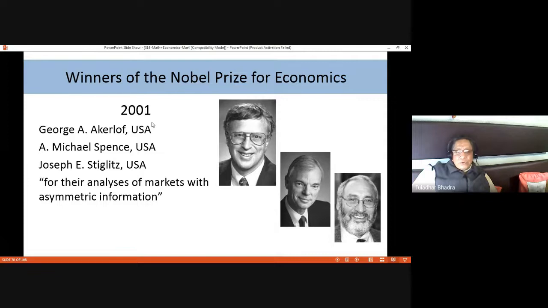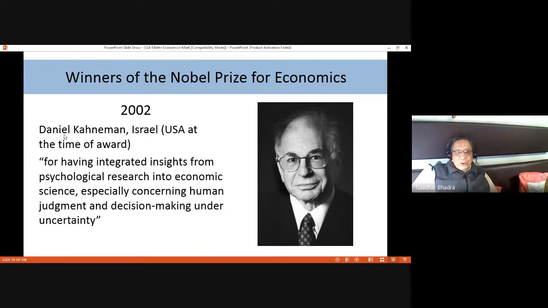And 2001, George Akerlof, USA, Michael Spence, USA, Joseph Stiglitz, USA, for the analysis of markets with asymmetric information. So all from the USA. 2002, Daniel Kahneman, he was in the USA at the time, for having integrated insights from psychological research into economic science, especially concerning human judgment and decision making under uncertainty. But this type of method is done with the help of fuzzy logic and fuzzy mathematics.